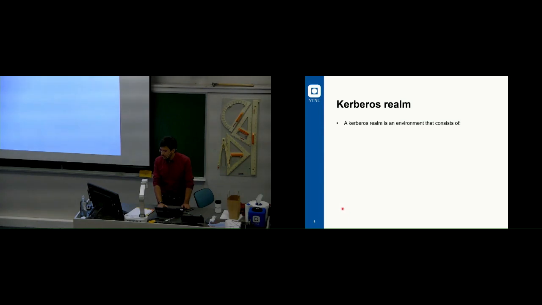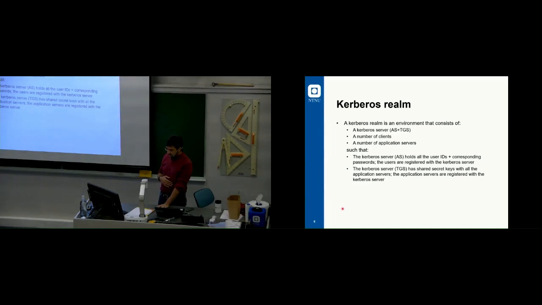Then we have the Kerberos Realm. The whole Kerberos architecture environment consists of a Kerberos server, which we saw, that contains the authentication server and ticket granting server, a number of clients, and a number of application servers. The Kerberos server holds all the user IDs plus corresponding passwords. The users are registered with the Kerberos server. The ticket granting server has shared secret keys with all the application servers. The application servers are registered with the Kerberos server.